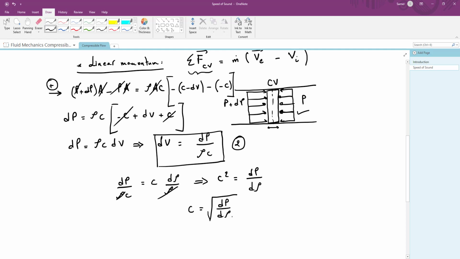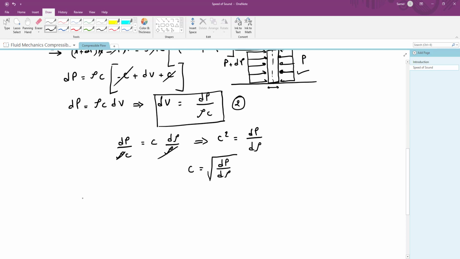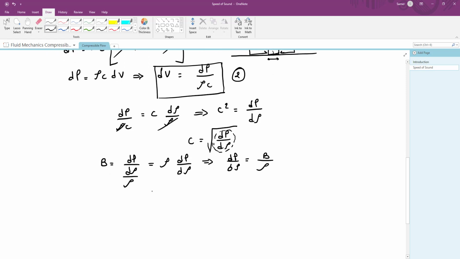Now, how to relate this to the bulk modulus of elasticity? We saw in the previous lecture that the bulk modulus is simply equal to dP over d rho over rho, and we can write it in the following form: rho into dP over d rho. So simply dP over d rho is the bulk modulus divided by the density. So we can replace this dP over d rho by B over rho. So C now will be equal to the square root of B over rho. So this is our proof for this equation.